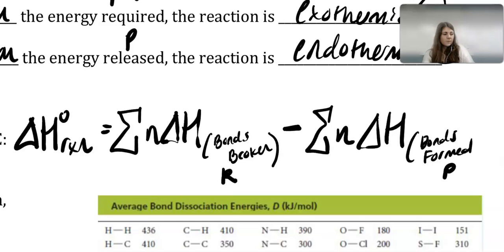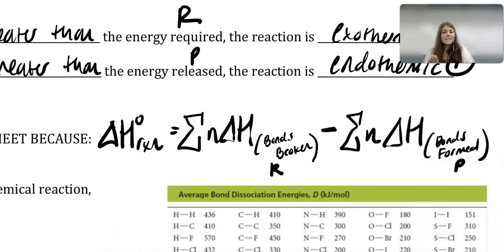This is our products. Again, this is not on your equation sheet, but here we do bonds broken, reactants, minus bonds formed, products. You might say, but hey, I'm looking at my equation sheet and I'm seeing products minus reactants. That's going to be over objective 6.8, using formation values. Here we're using bond energies, okay?